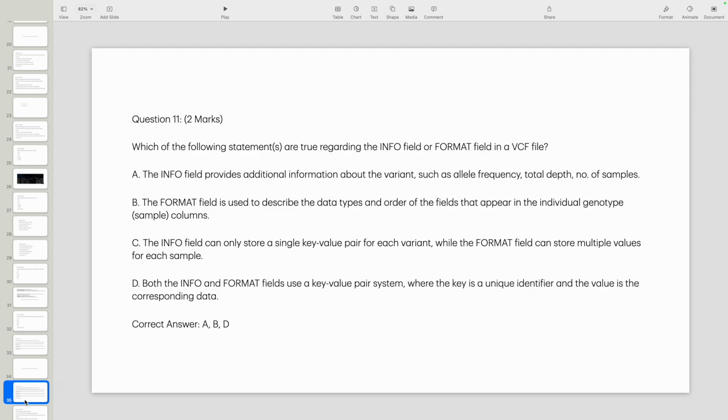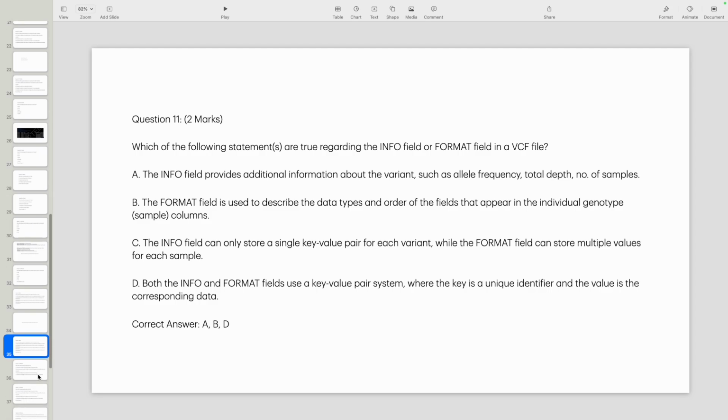So just go through the manual file, and even after the class, you can go through the manual file and look into how all the information is given in the VCF file and how you can read a VCF file. So this manual would be helpful in that. So we'll move to our next question.